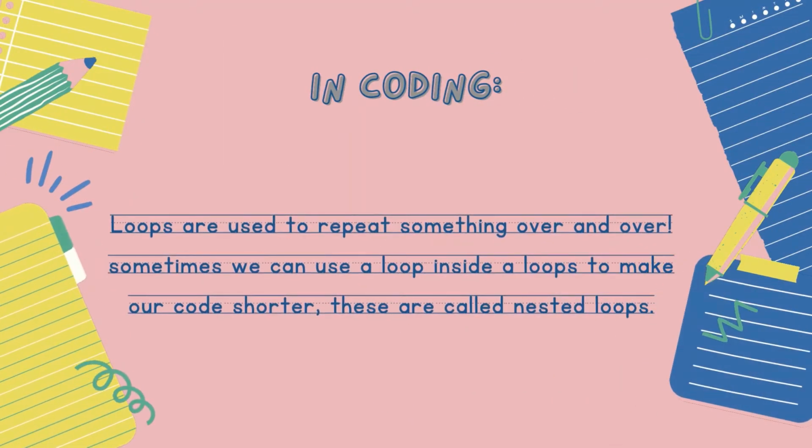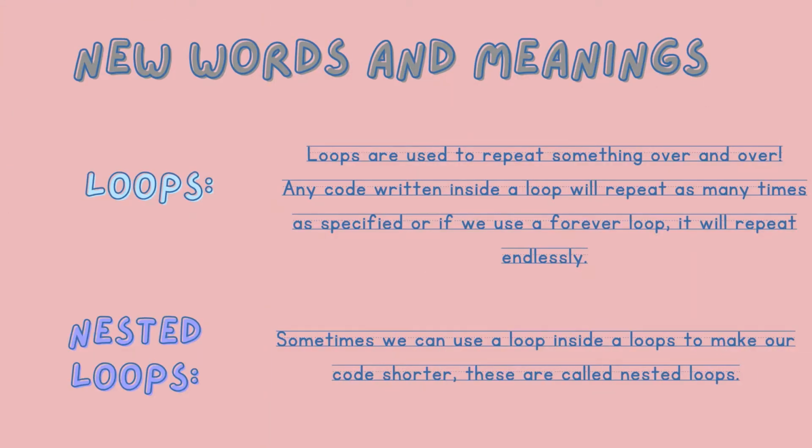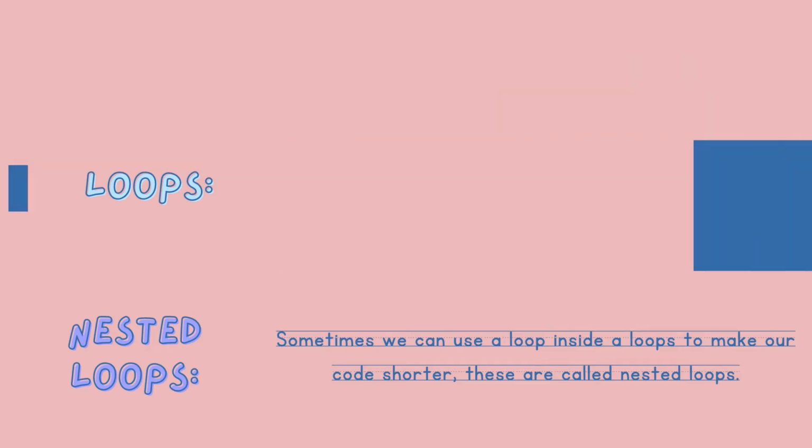Now in coding, loops are something similar. Loops are used to repeat something over and over. Sometimes we use loops inside a loop to make our code shorter. Now, these are called nested loops. So, these are our two new words with the explanation. You can see the meanings of both of them, how you can define them.